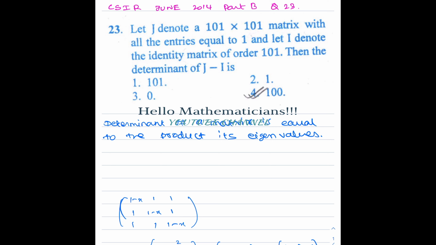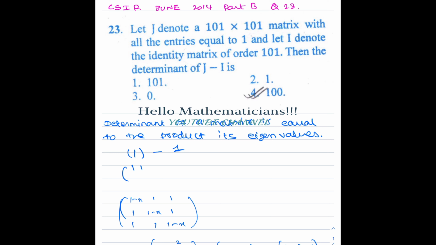We want to find all the eigenvalues of J minus I. For that reason, we find all the eigenvalues of the all one matrix. Consider the one by one all one matrix. What is its eigenvalue? It is a one by one matrix, so it will have only one eigenvalue, and that eigenvalue is 1. 1 is the only eigenvalue.